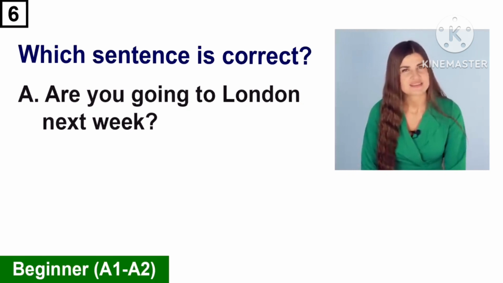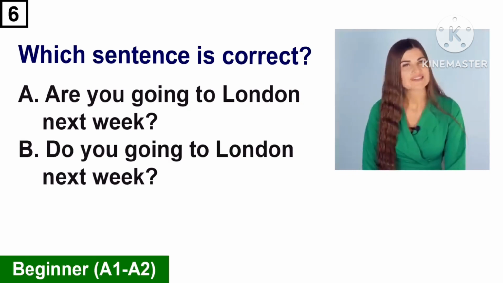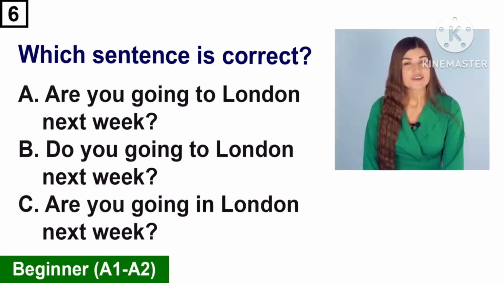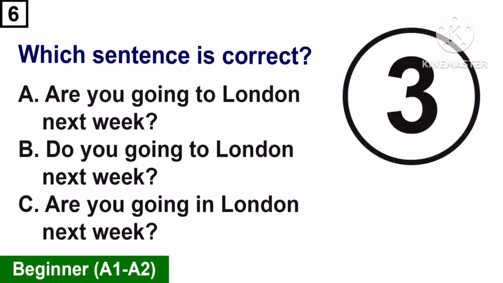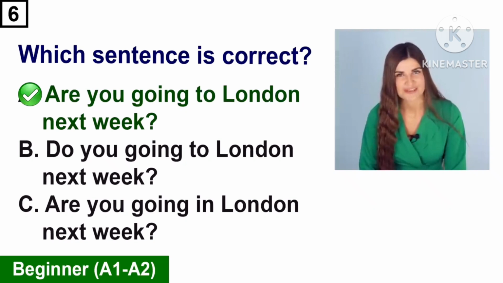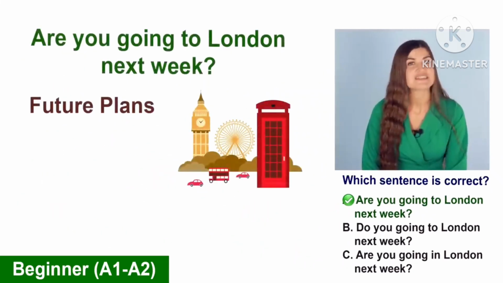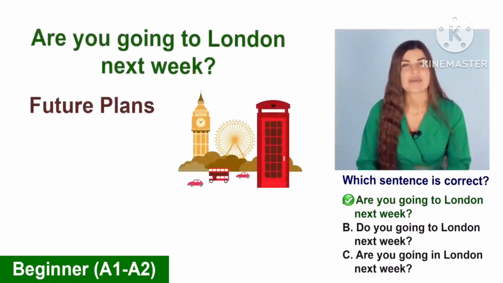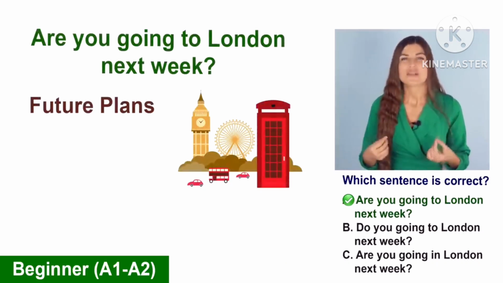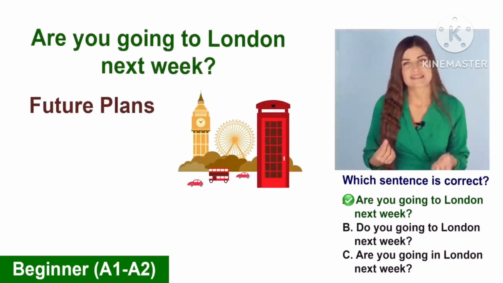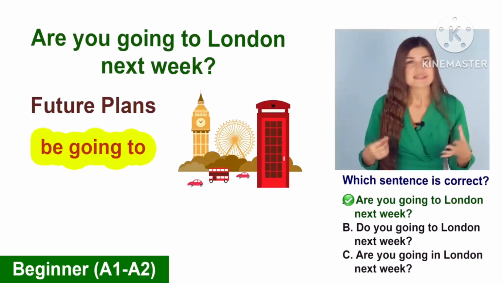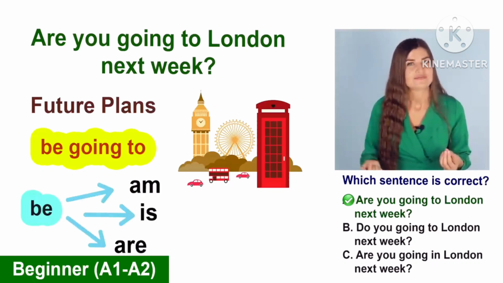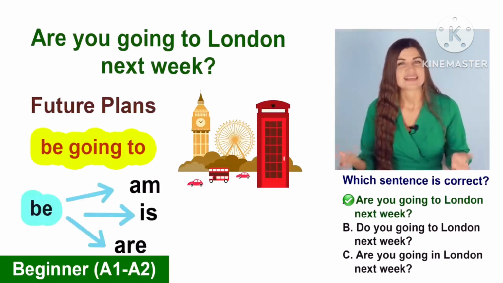Are you going to London next week? Do you go into London next week? Are you going in London next week? Are you going to London next week? In this case, we're talking about next week and we're asking about future plans. When we're talking about future plans in English, we use be going to, and be stands for am, is, are. Are you going to London next week?